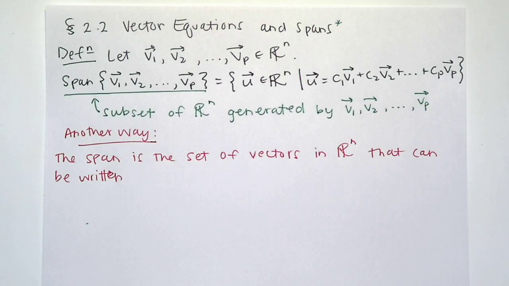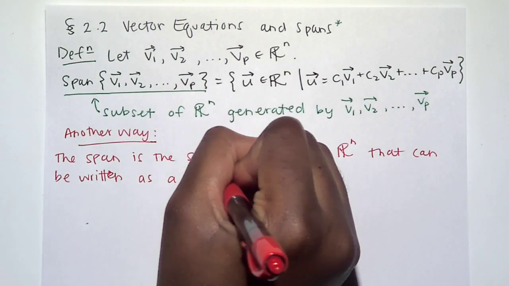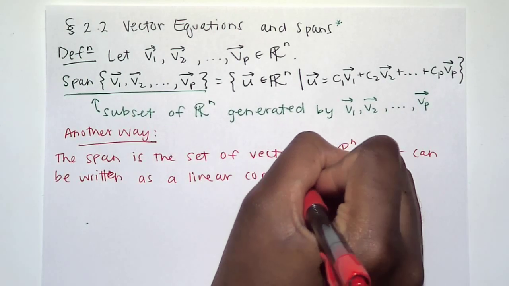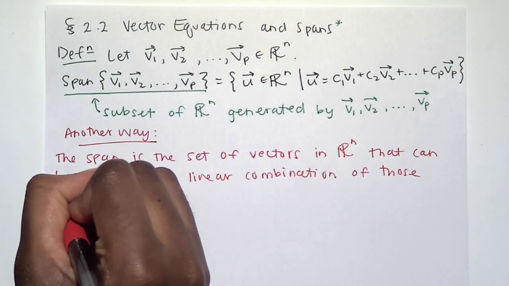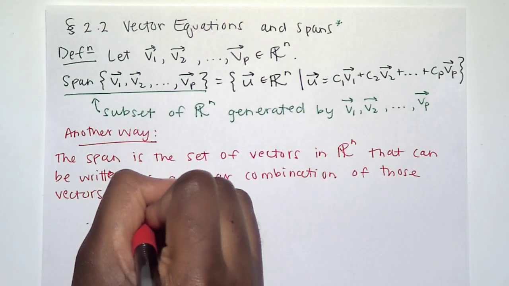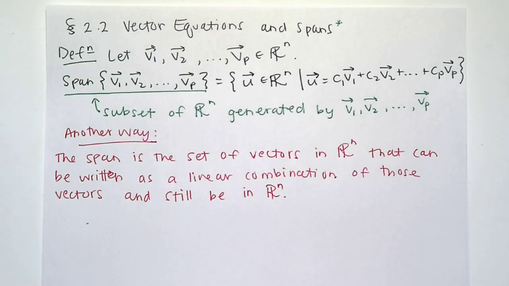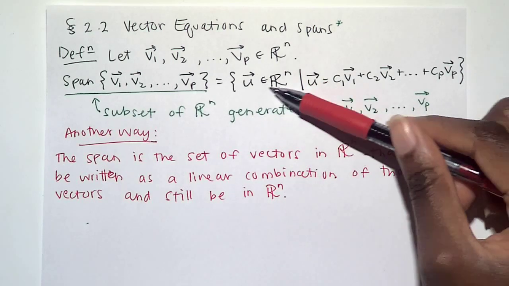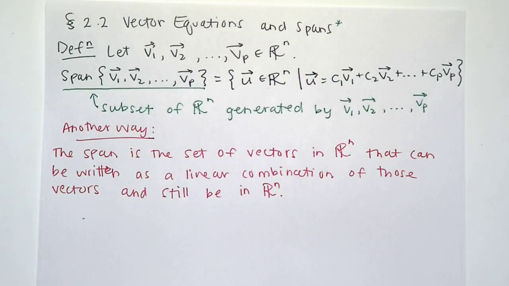All right, so the span is a set of vectors in Rn that can be written as a linear combination of those vectors and still be in Rn. All right, so both of these statements mean the same thing. It's the set of vectors in Rn that can be written as a linear combination. All right, so let's look at some examples.